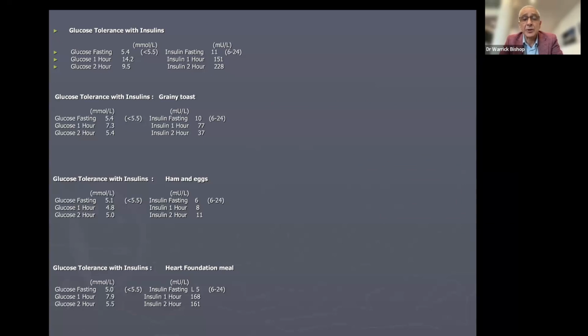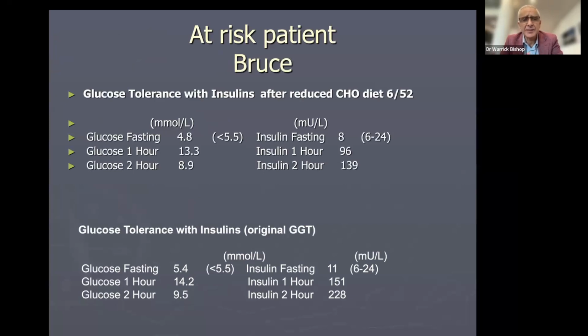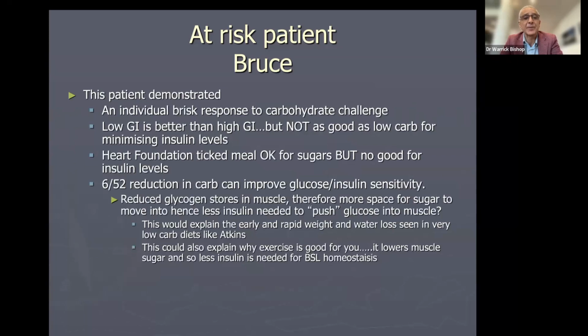These are all those numbers in summary. You can see a low carbohydrate challenge really did give a low insulin response. But this is the bit that's really important. The top figures here show a glucose tolerance test after 6 weeks of reduced carbohydrate eating. And you can see, compared to the initial glucose tolerance test, a significant reduction in insulin levels and glucose levels, showing us that we were able to improve this gentleman's insulin sensitivity.